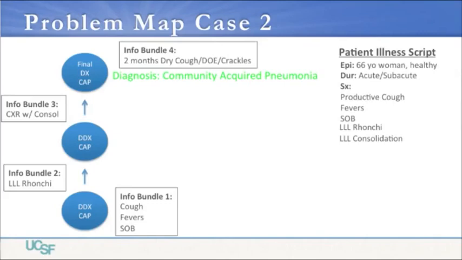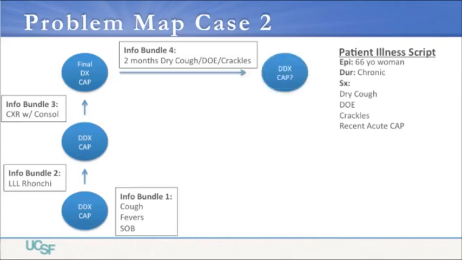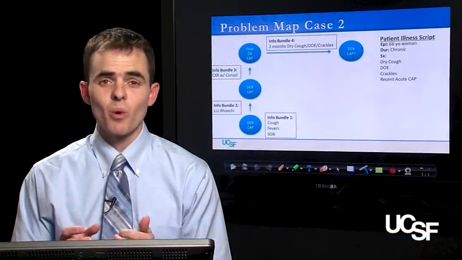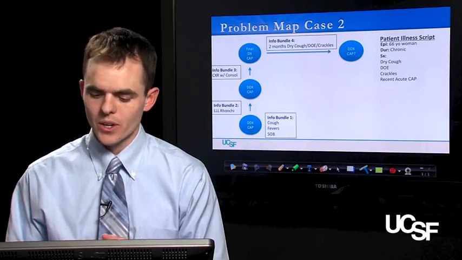It comes up that she's had 2 months of dry cough, dyspnea on exertion, and crackles. You update your patient illness script, and now you've changed your duration. You've taken away that you think she's healthy at baseline, and you've narrowed all of those initial symptoms down to being recent acute community-acquired pneumonia and your new symptoms. And you update your differential diagnosis, which is, at this point, you're just wondering, is this really community-acquired pneumonia? You actually don't know what else is going on.